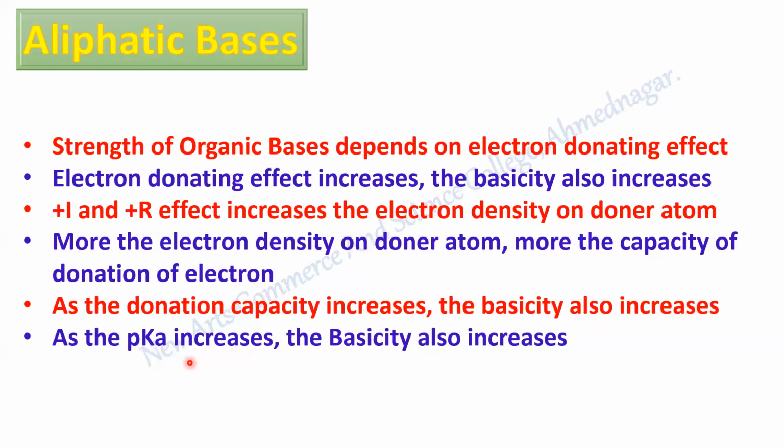So we have to use the exact opposite statement here. In the case of acid, we say that the larger the pK value, the weaker the acid, or the smaller the pK value, the stronger the acid. Exactly the opposite statement we have to use for basicity: as the pK increases, the basicity also increases. So the larger the pK value, the stronger the base. These are the factors responsible for the strength of organic bases.